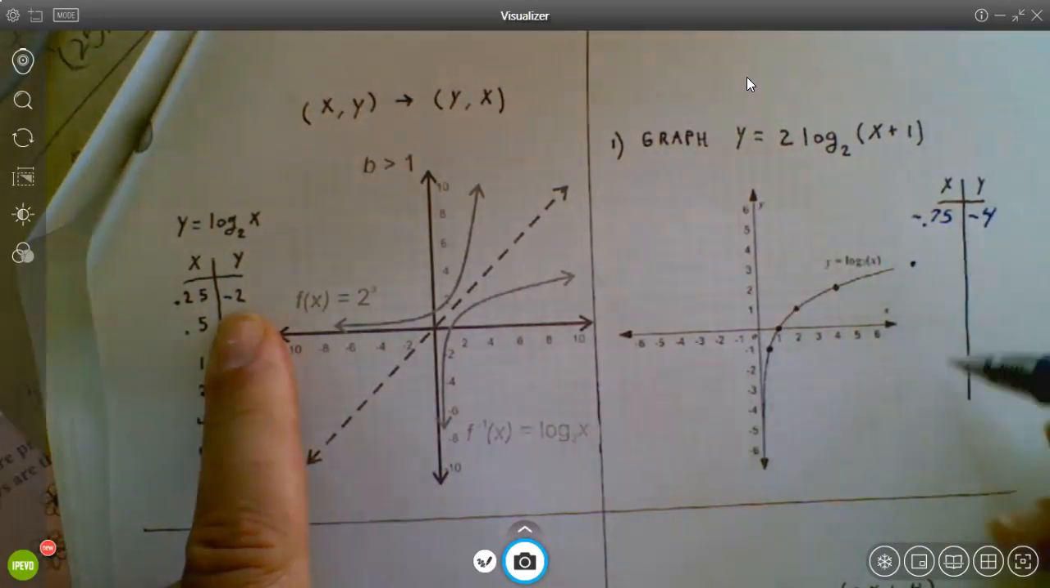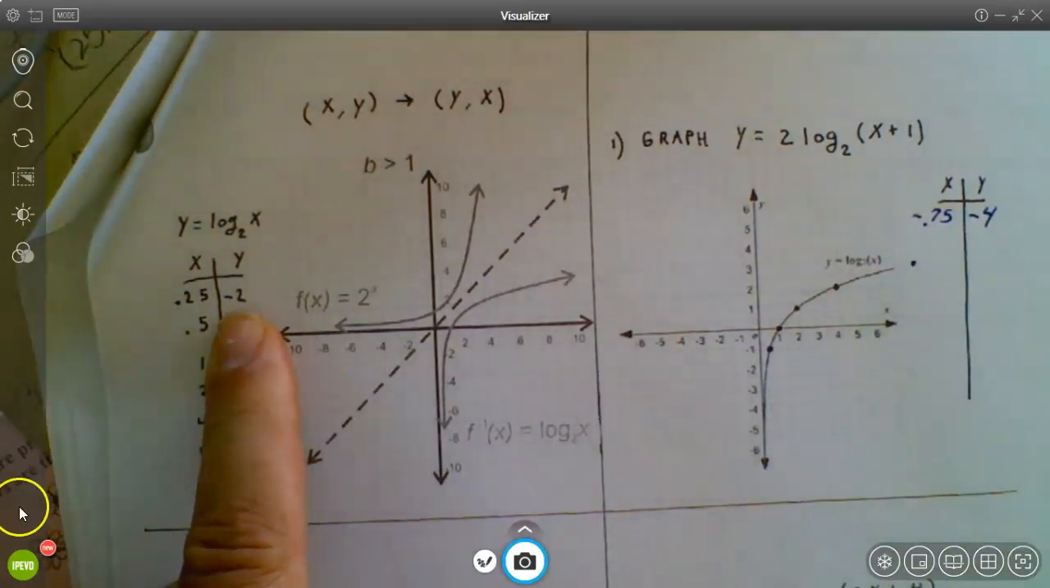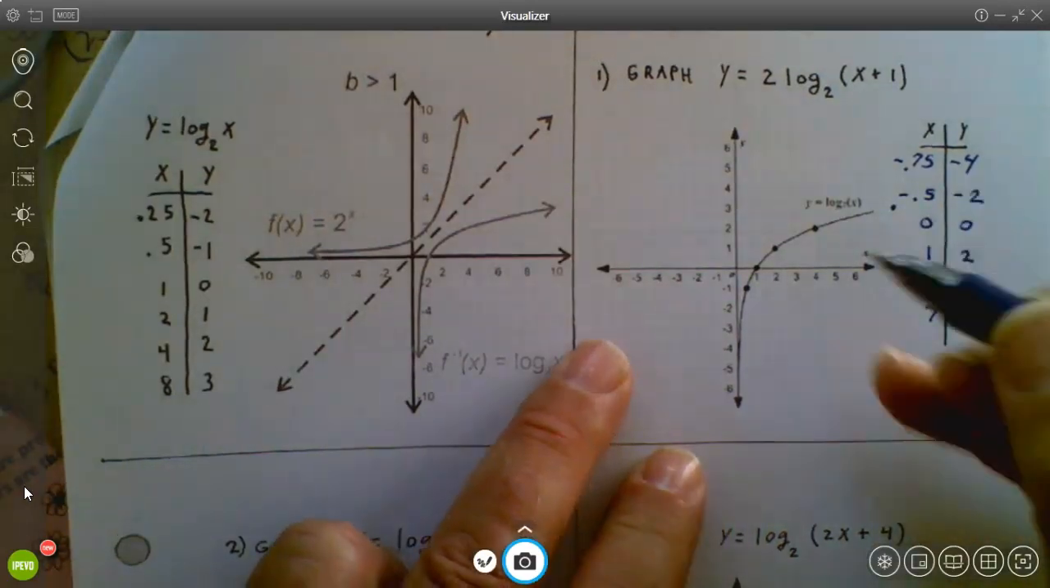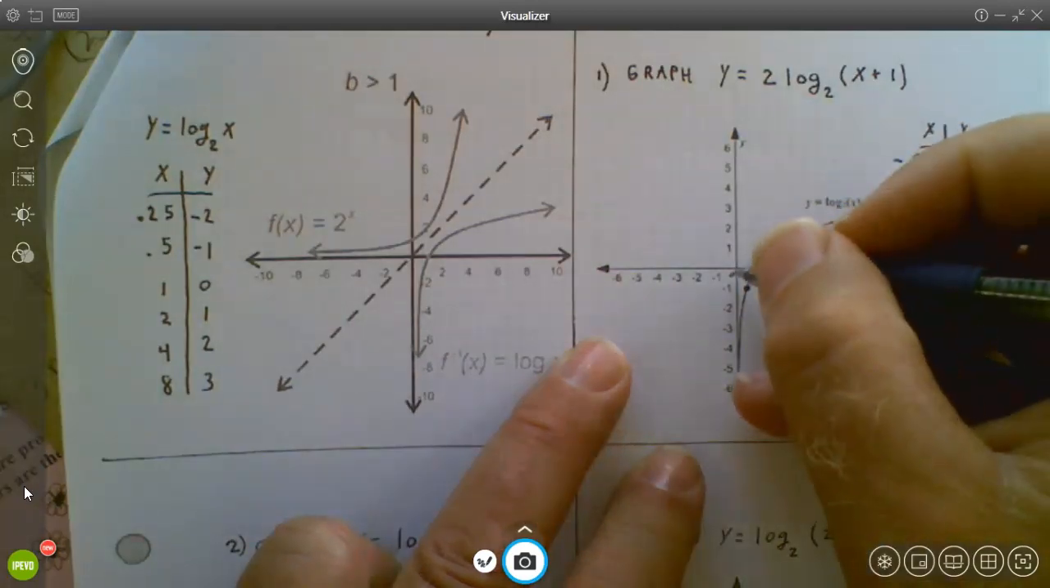And so I'll just go down the list and do that with these guys real quick. So here are those new numbers. So again, from the x's I subtracted 1, from the y values I multiplied by 2. That would be our new set. Let's go ahead and plot those real quick. So I got my negative 0.75, negative 4.